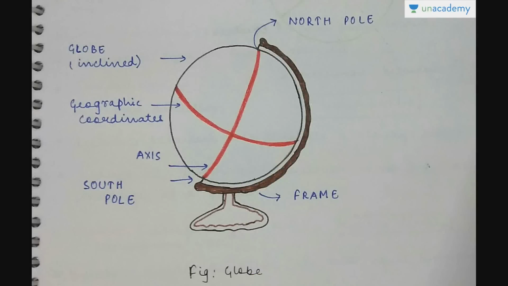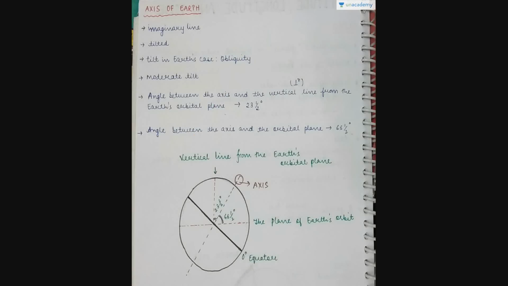So, this is the rough figure of the globe. I have just tried to make this. This is the globe which is in an inclined position. This is the inclination. This is the North Pole, this is the South Pole. This is the axis, because this is the frame. Here the axis is joining the North Pole and the South Pole, and we spin the globe along this axis. Geographical coordinates are the parallels and the meridians. When you join them, they form a network, and you can locate any place easily on the globe. Now, what is this axis of the earth?